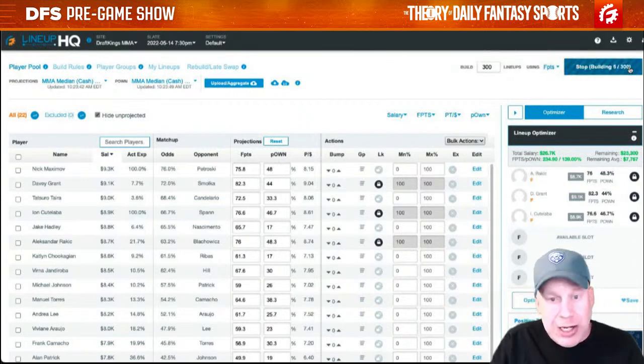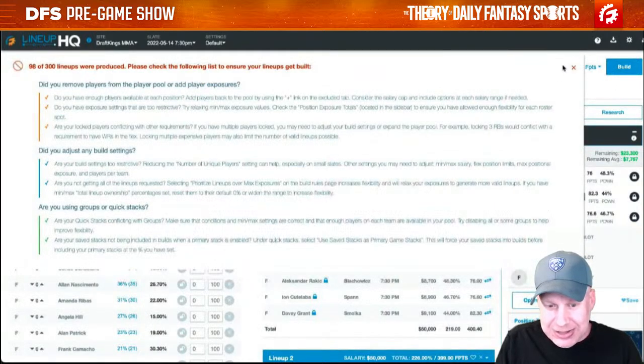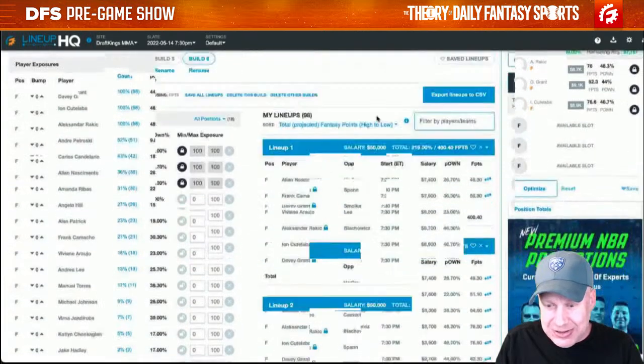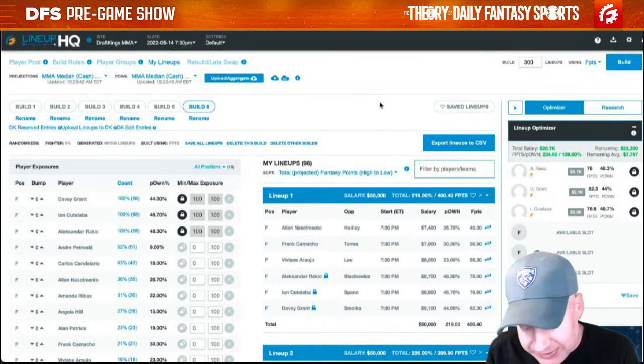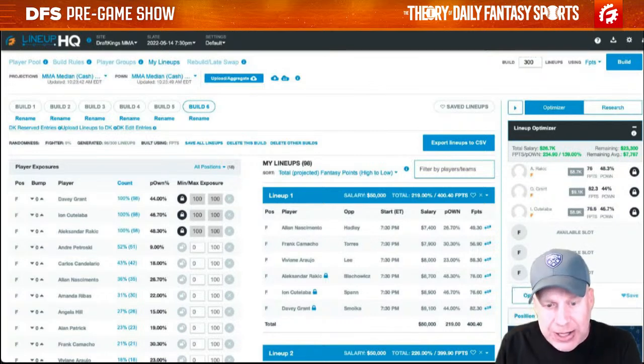So let's use Lineup HQ as a tool to figure out how many combinations there are. More than 19, obviously. 98, right? That's the max it could build. So 98 of these, Rakic, Grant, and Kudalaba together. So if there's about 3,000 lineups and about 98 combinations, the average duplication of that would be around 30. That's still a lot.